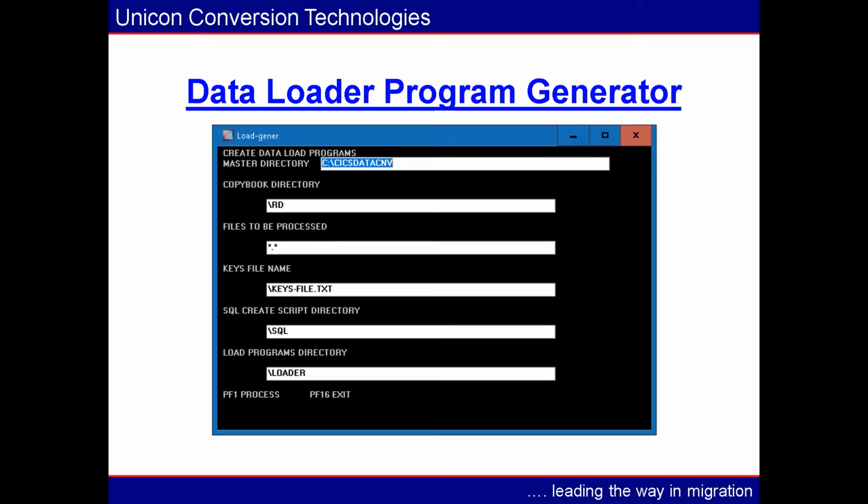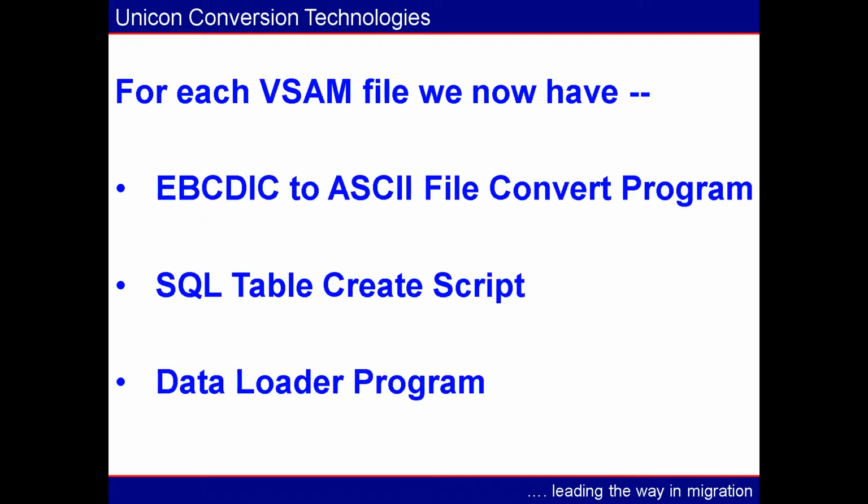The data loader generator reads the record definition copybook files in the specified copybook directory and automatically creates the data loader migration programs in the specified load programs directory. The generator also provides the option of specifying that only specific files are to be processed. The result of running these 3 generators is that we have created an EBCDIC to ASCII conversion program, a table create script, and a data load program for each VSAM file that is to be migrated to a SQL Server table.